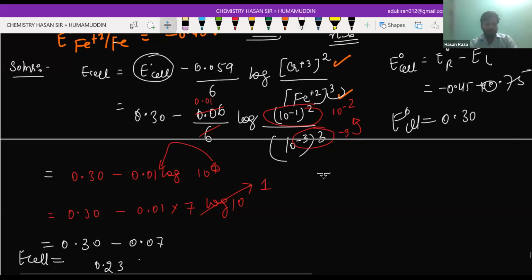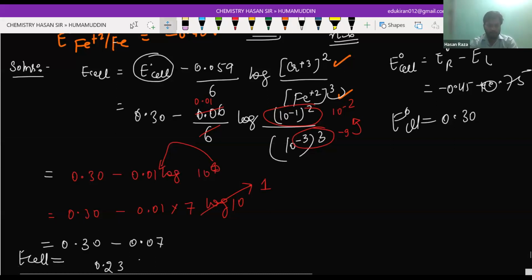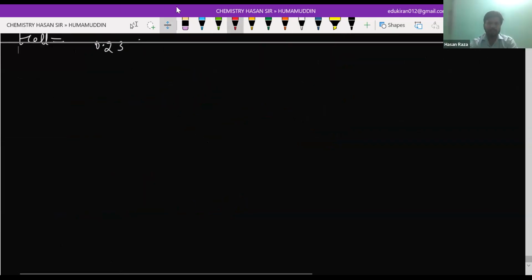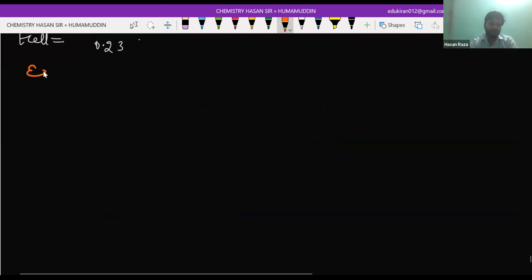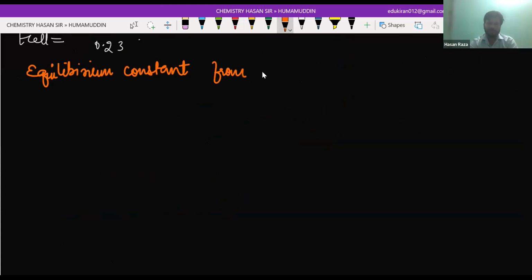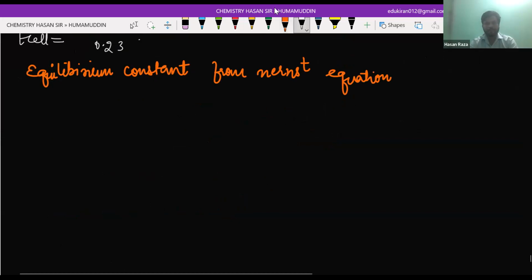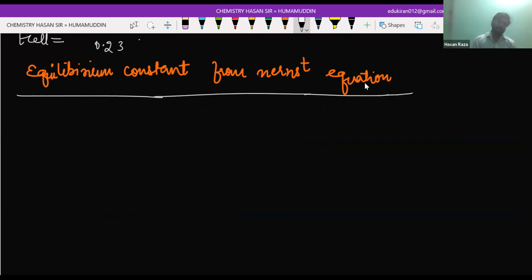Okay. Now see, the next topic is equilibrium constant from Nernst equation. Now, are you aware of what will be the value of delta G when the system or process is in equilibrium? What will be the value of delta G? 0. Yes. That means at equilibrium, delta G will be equal to 0.